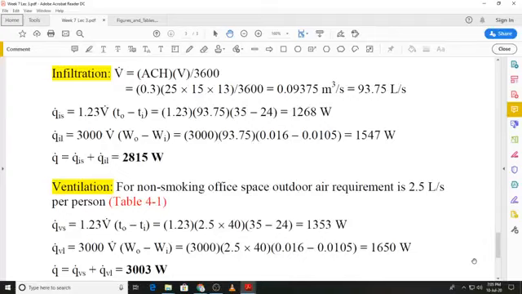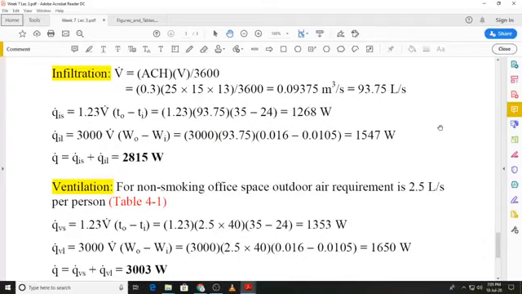The volume of the office building, you just multiply the three dimensions, 25 by 15 by 13 cubic meters, and we get the infiltration rate in cubic meters per second. You multiply it by 1000, and the resultant infiltration rate is 93.75 liters per second.